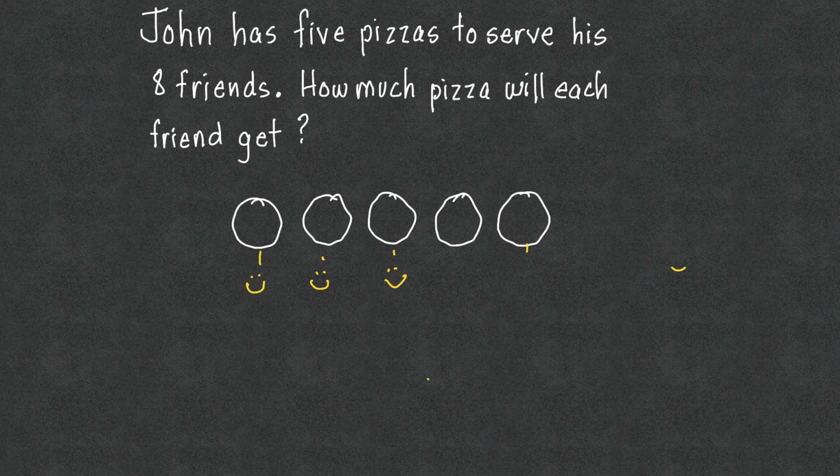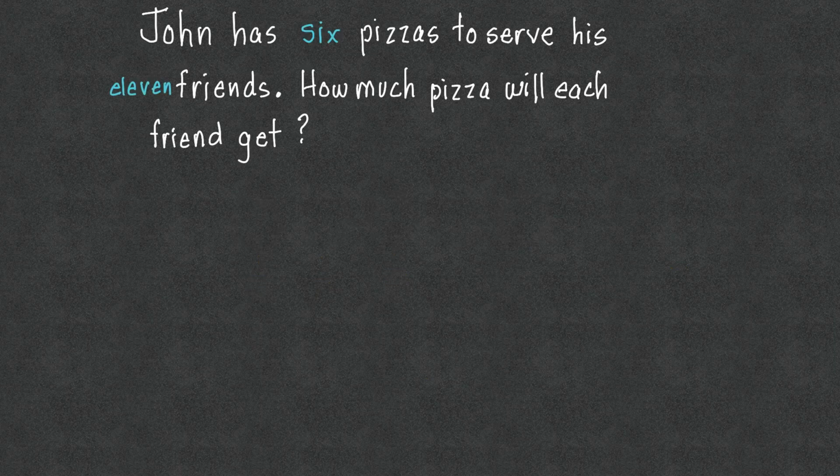Let's just change the problem a little bit here. Change the numbers. All right, John has 6 pizzas to serve his 11 friends. How much pizza will each person get? So you don't even need to draw the picture. What is going to get split up? Think about it. You have 6 pizzas. 1, 2, 3, 4, 5, 6. And you can't give each friend an entire pizza. So each friend is going to have part of a pizza, correct? It should make sense too.